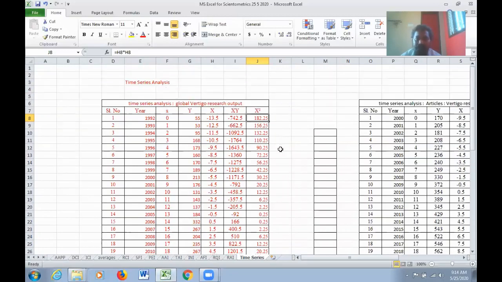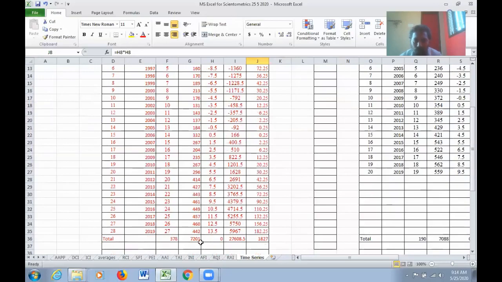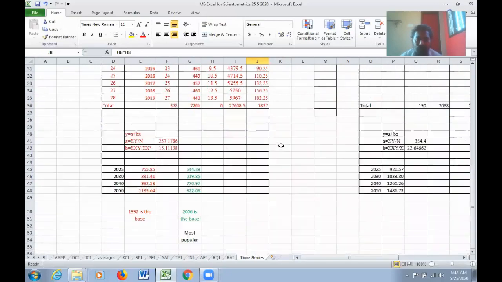So now we have calculated sigma X, sigma Y, sigma XY, and sigma X square. So we have calculated all totals also. Now let us go for the estimation. So what is the least squares linear equation? It says that Y is equal to, Y means the future output, how much it would be, is equal to A plus BX. A and B are values we need to obtain, and X is the year.